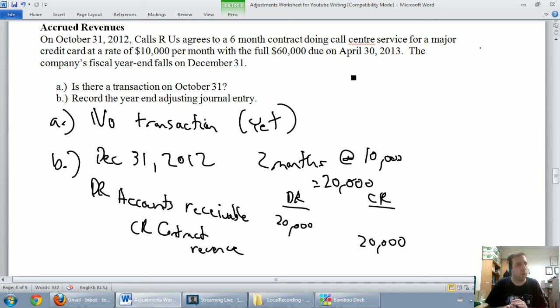All right, I hope you've understood accrued revenues. On to our final type of adjustment, unearned revenues.